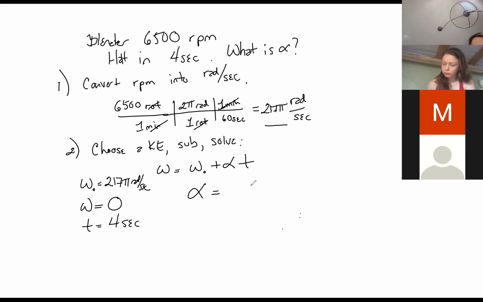All right, negative 54 radians per second squared.